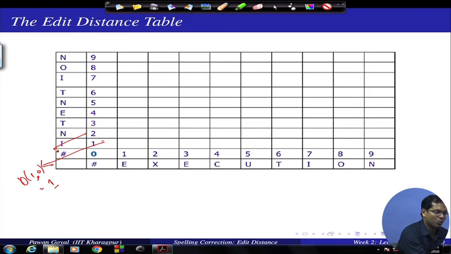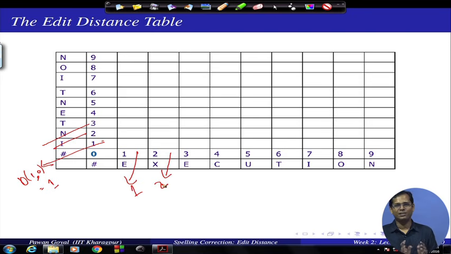Similarly, this will be 2, I can delete i and n one at a time. This will be 3, i and t and so on. Similarly, why is this 1 from null to e? That means I am inserting one character. Null to ex, I am inserting 2 characters. So this will be 1, 2 and so on. That explains all these initial entries in this table. Now, my problem is, how do I fill up the other entries in this table? So, for example, how do I fill this particular entry?